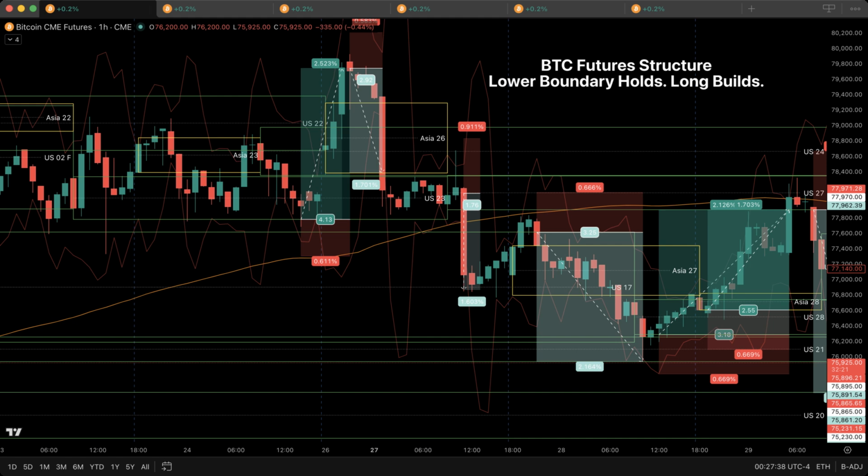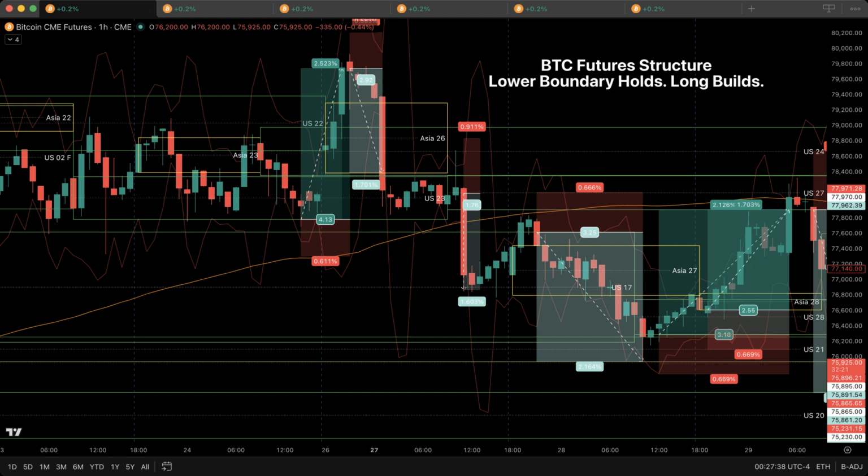It protects the structure. If price reaches below April 21st US session midpoint, the lower memory is no longer holding. The long has failed. That is real invalidation. Not discomfort. Not noise. Real failure.